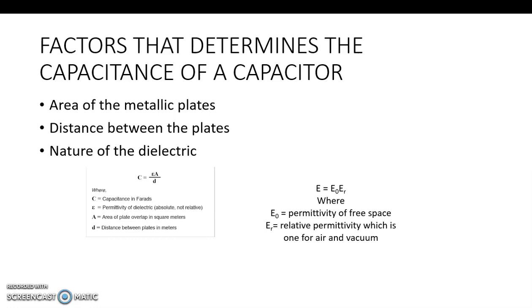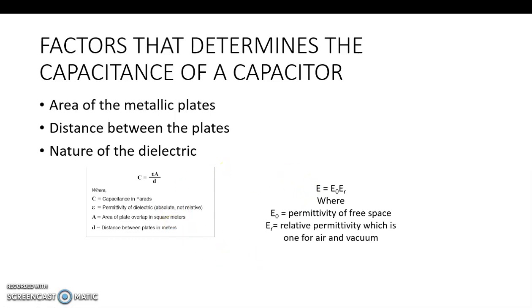Now from this formula, it is obvious that C, the capacitance, is inversely proportional to the distance, meaning as the capacitance increases, the distance reduces, or as the distance increases, the capacitance reduces. That ε can be represented as ε naught times εr, where ε naught is the permittivity of free space and εr is the relative permittivity, which is 1 for air and vacuum.